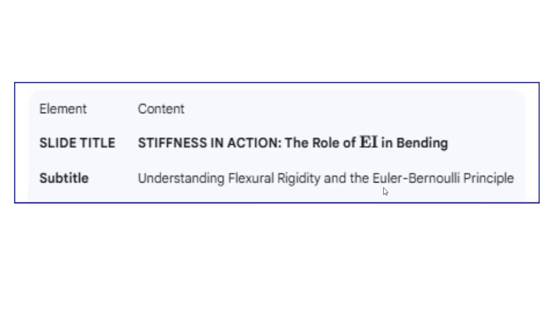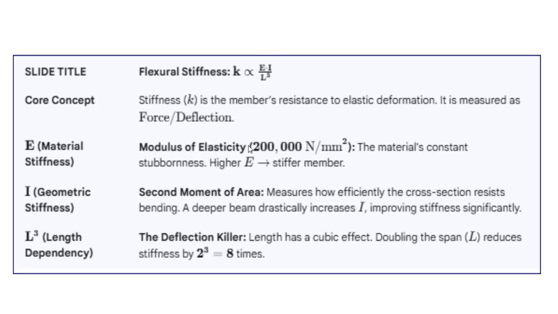Understanding the flexural rigidity and Euler-Bernoulli's principle. Flexural stiffness K is directly proportional to EI by L cube, right? Here the stiffness K is the member's resistance to elastic deformation. It is measured as force by deflection. E is the material stiffness, modulus of elasticity, 2 lakhs Newton per mm square. The material is constant, and the higher the E, the stiffer the member.